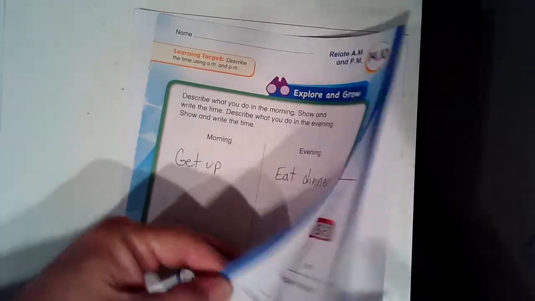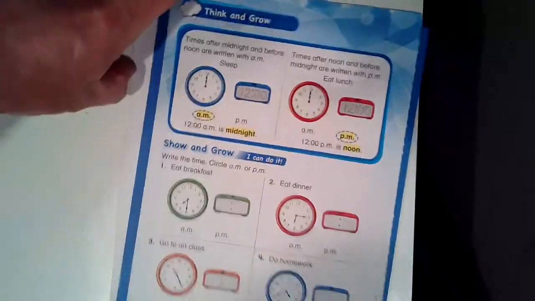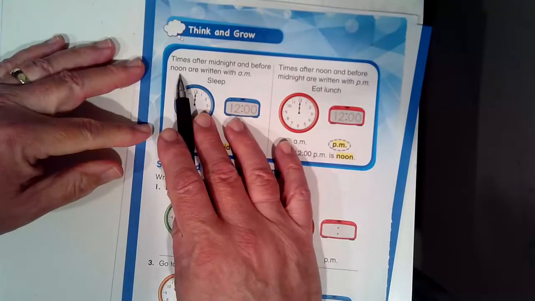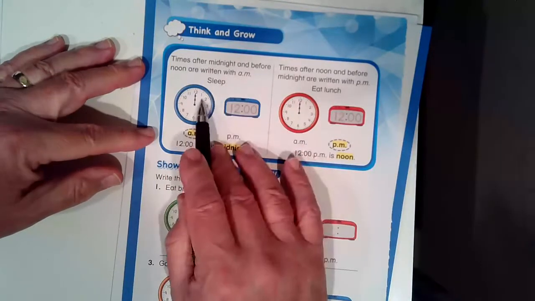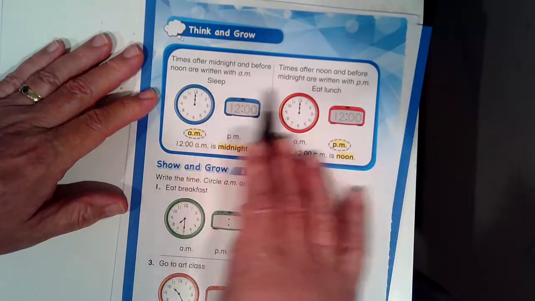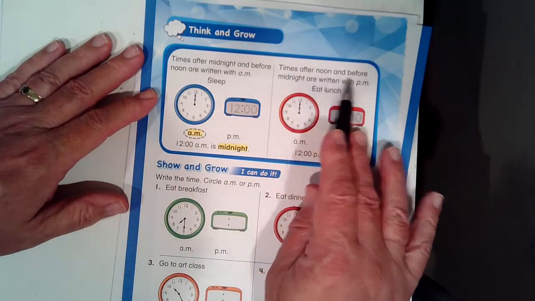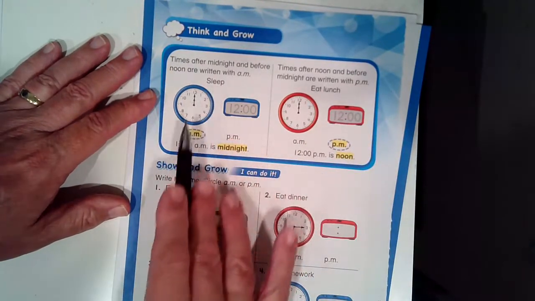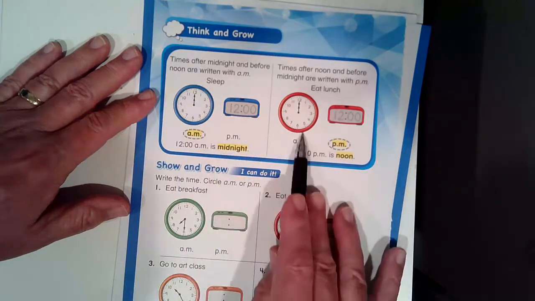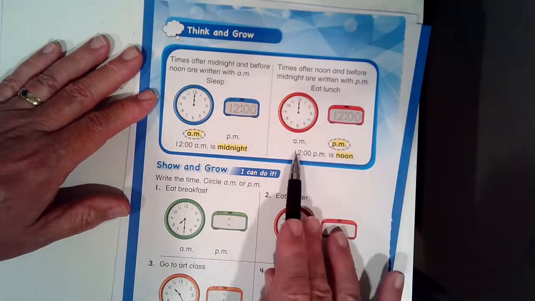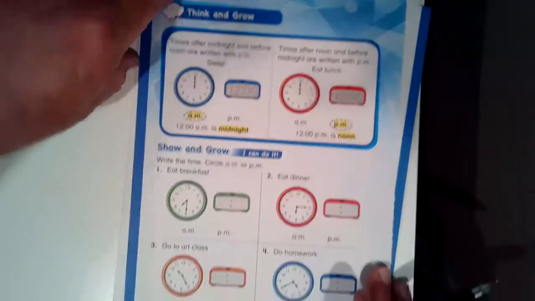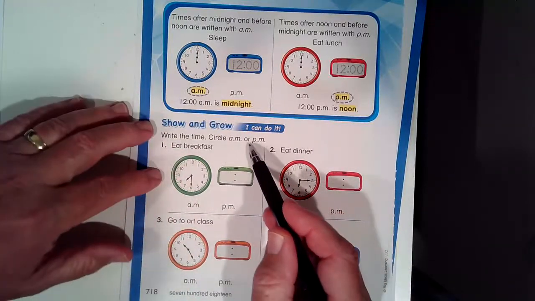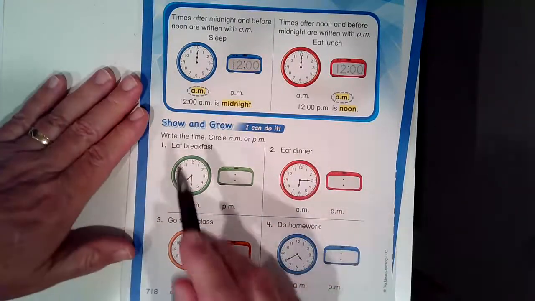Now let's turn the page. We are on page 718. Times after midnight, but before noon, are written with AM. And that's when we sleep. Times after noon and before midnight are written with PM. So sleeping at midnight and eating lunch at noon. So it says, write the time and circle whether it's AM in the morning or before noon or PM, which is afternoon.